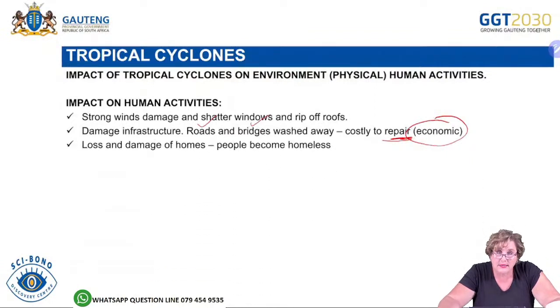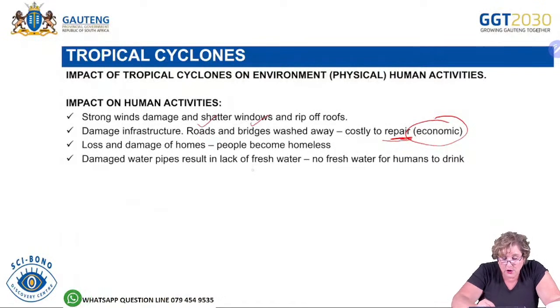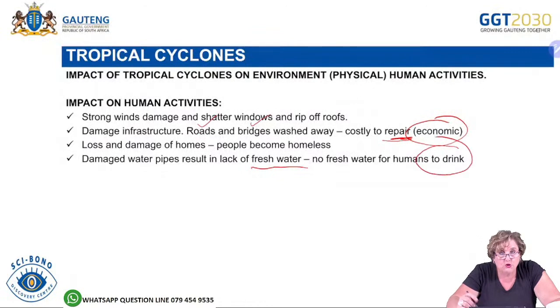You also saw in the video those poles and those cables will be damaged. People will lose their houses. Remember now, the windows can break and the roofs can blow off, so eventually you don't have a home. You are homeless. There's also the possibility of water pipes which will be damaged, and that means there's no fresh water. People will not be able to drink water, and you can just imagine what will happen if people will not be able to drink water.